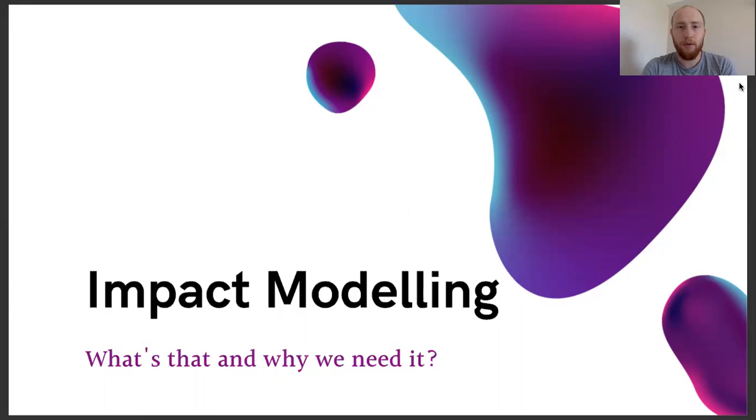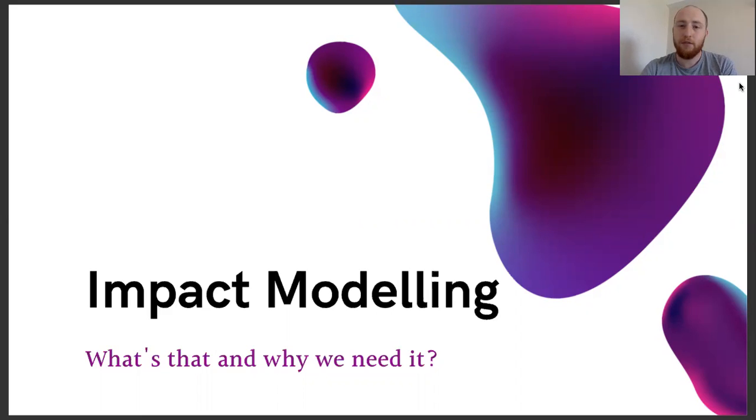Today we will talk about three things. We will talk about theory of change. We will try to figure out what that is and how it is connected with impact modeling. After that, we will talk about the impact chain model, or impact stairs model. And also we will go through questions that you need to ask yourself if you want to develop an impact model for your organization, program or project.